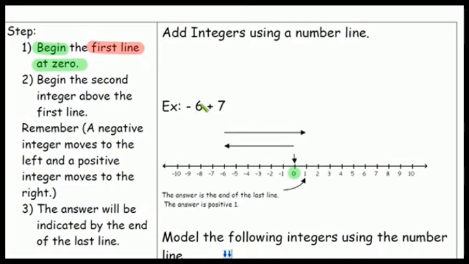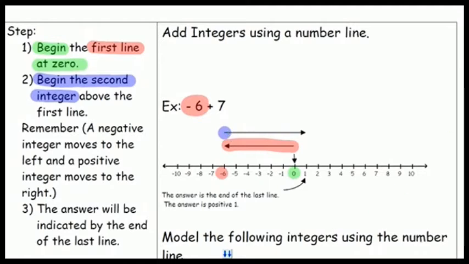Okay, the first line is going to represent the first integer. That first integer will be from 0 all the way back to negative 6, because that's what the first number was. Okay, then finally we begin the second line above the first line. So we left off at negative 6.